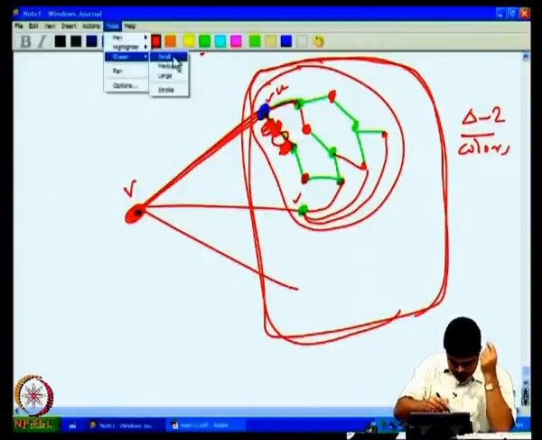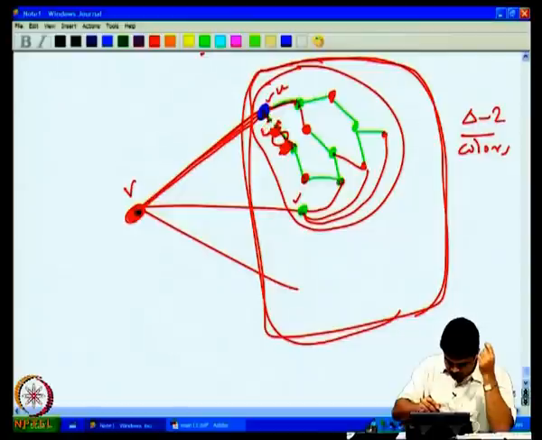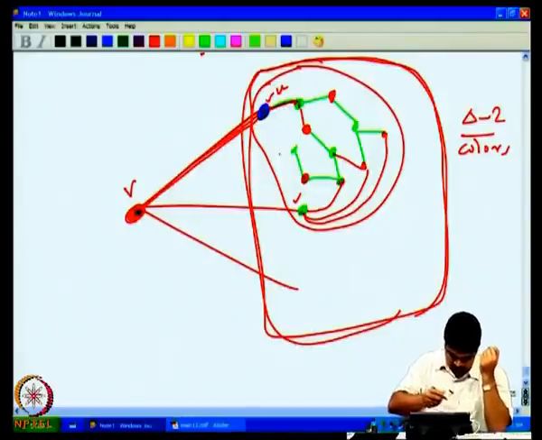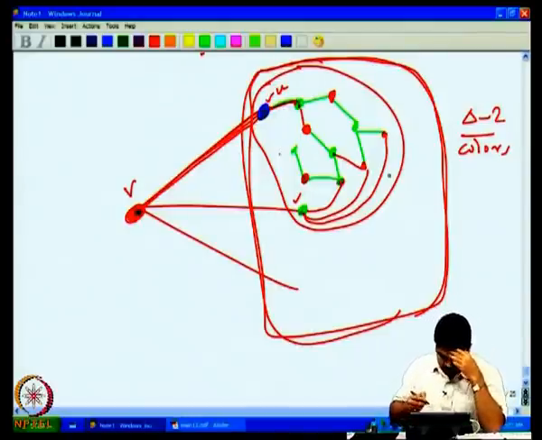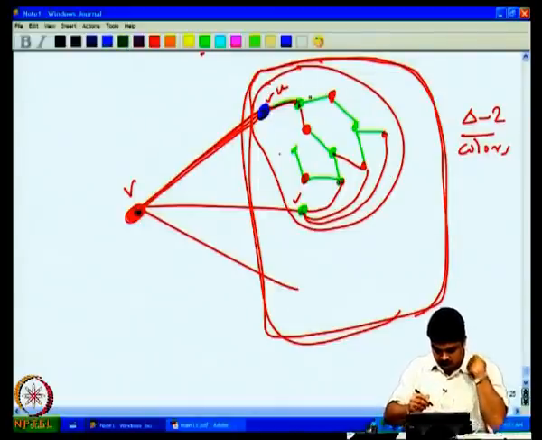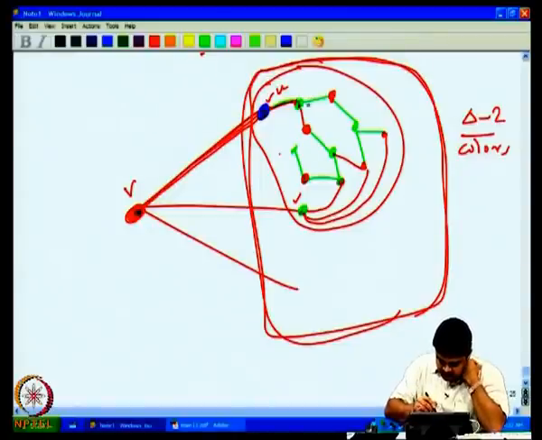Eraser small. Okay, so this edge is not there, this cannot be there, right? So it can only have one green neighbor in this connected component. Now I will concentrate on this green neighbor and ask how many red neighbors it can have.